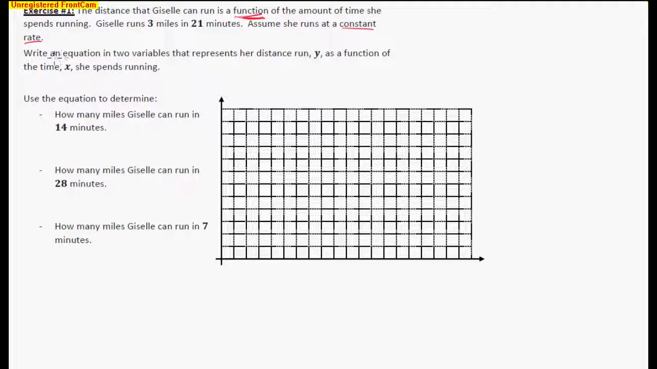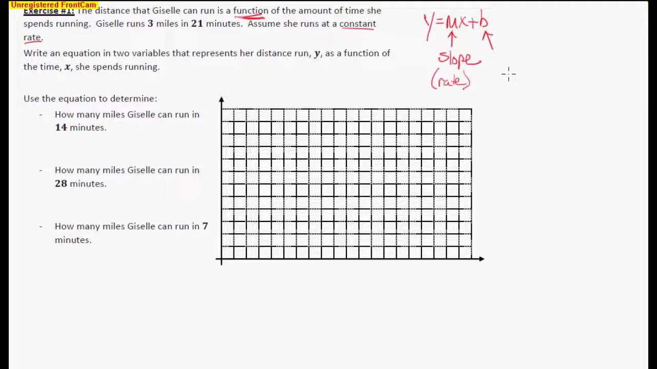All right, so the first part here says write an equation in two variables that represents her distance run. That's going to be our variable y as a function of the time, which is going to be x. All right, and since we know it's a constant rate, we can use y equals mx plus b like we have been for quite a while now. All right, and remember the m stands for your slope. And we said when you have a constant rate, you can really think of your constant rate as being your slope. All right, so I'm going to put rate right under here.